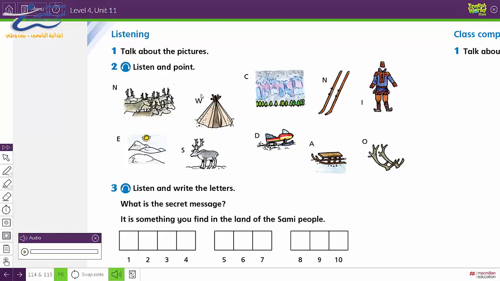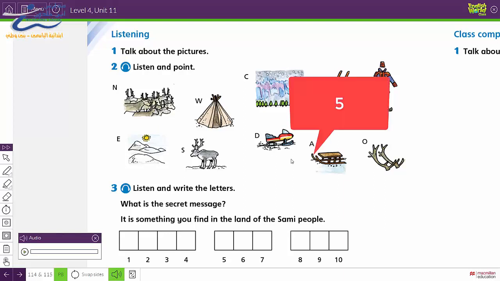Number 5. This is a good way to travel on ice and snow. The Sami put their tents on these and people can sit on them. Reindeer pull them. Of course, I'm talking about this picture.